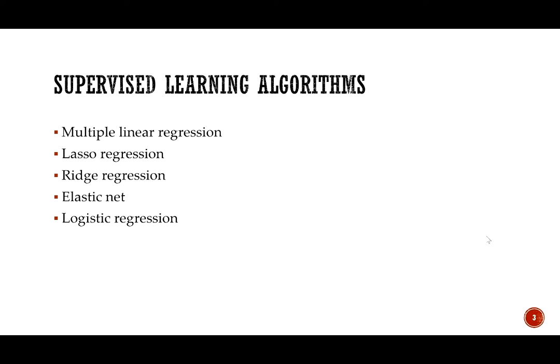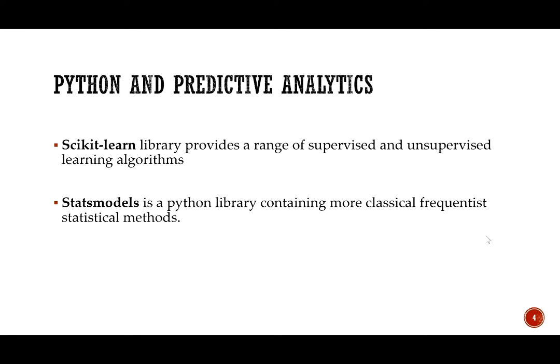In this lecture, we focus on multiple linear regression, lasso regression and ridge regression models, elastic net, which is a combination of lasso and ridge regression models, and finally, logistic regression. There are two main libraries in Python that can be used for predictive modeling. The first one is the scikit-learn library, which provides a range of supervised and unsupervised learning algorithms. The majority of machine learning algorithms are defined under this library. There is another library named statsmodels, which contains more classical frequentist statistical models.